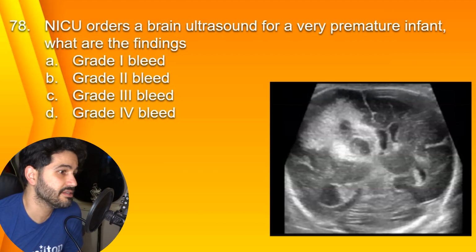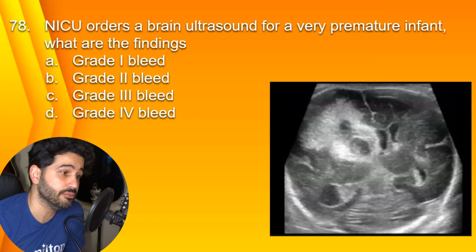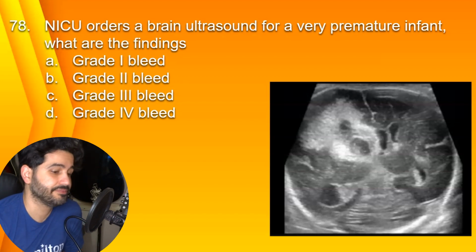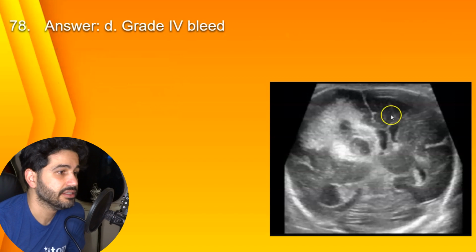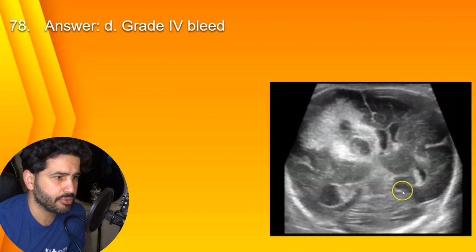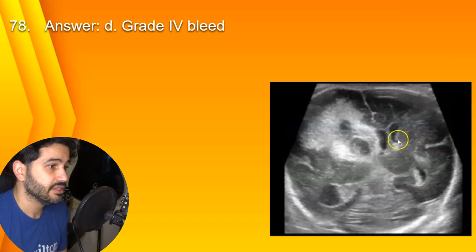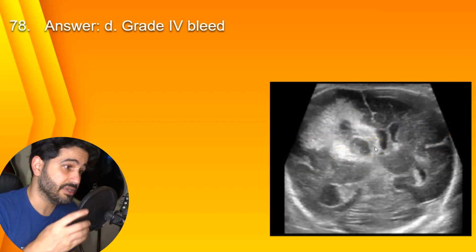Number 78. The NICU orders a brain ultrasound for a very premature infant. What are the findings? A. Grade 1 bleed, B. Grade 2 bleed, C. Grade 3 bleed, or D. Grade 4 bleed. The answer is D. Grade 4 bleed. Here you can see a very smooth brain in a very premature infant. This infant's probably around 24 to 26 weeks. And all this echogenic mass here is hemorrhage within the parenchyma.